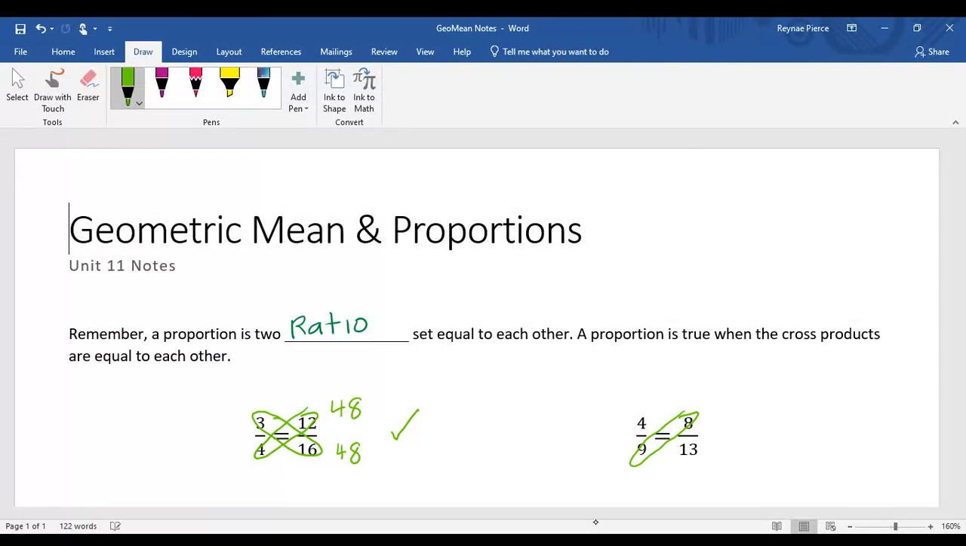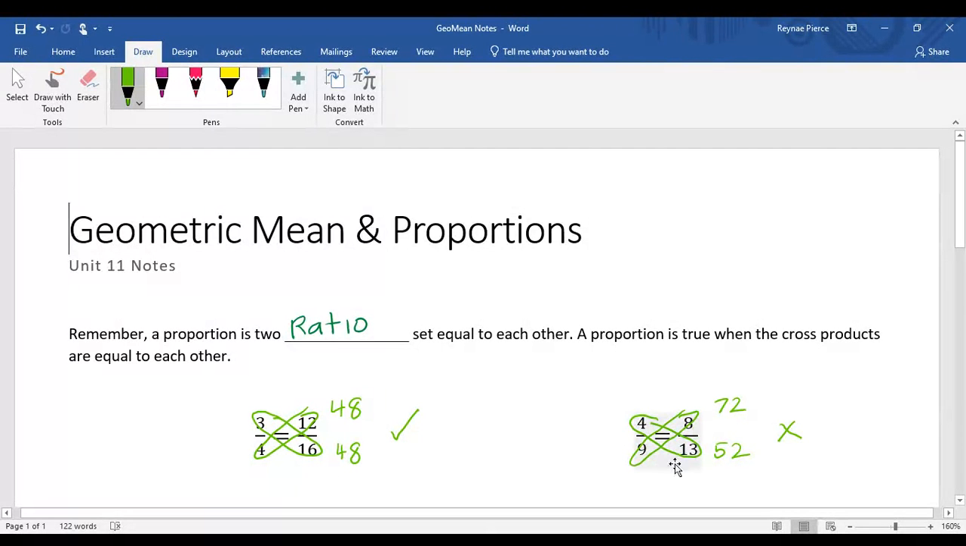But here, this one, 9 times 8 is 72. 4 times 13 is only 52. So since those cross products are not equal, this is not a true proportion.